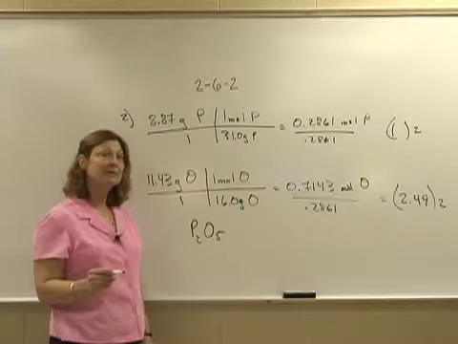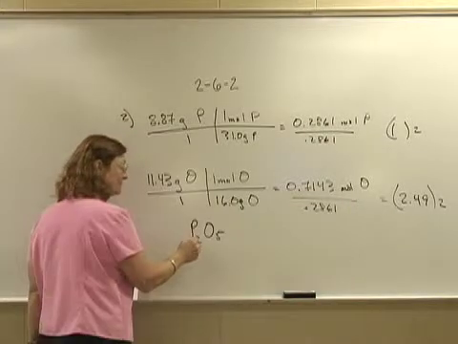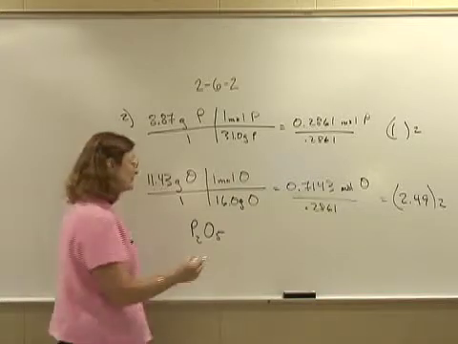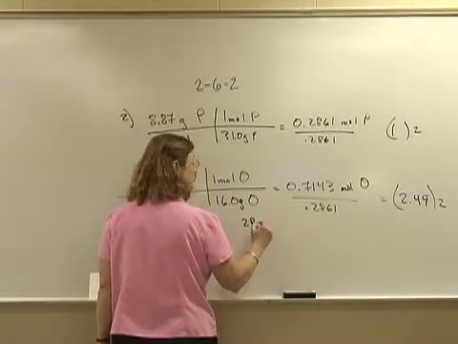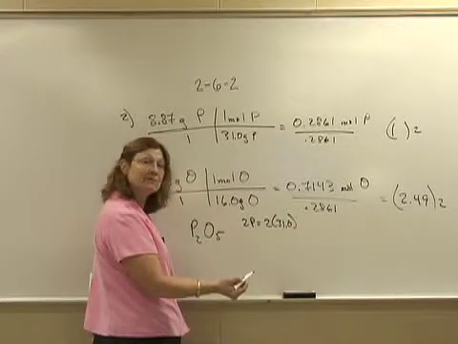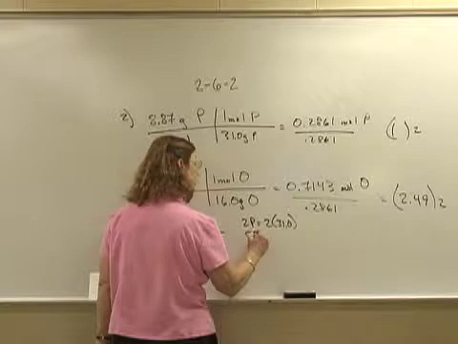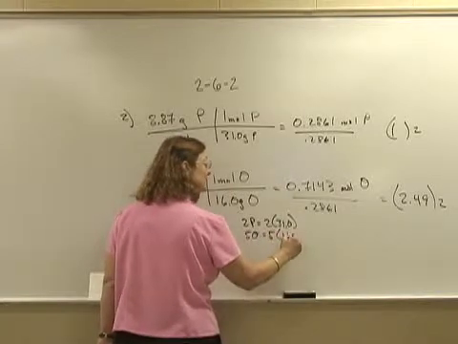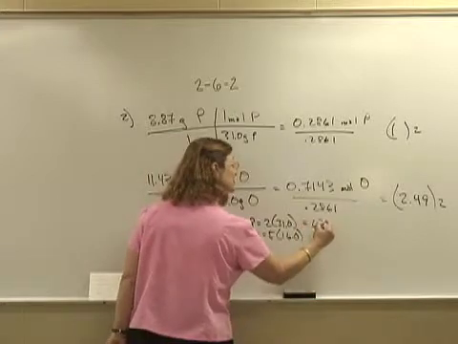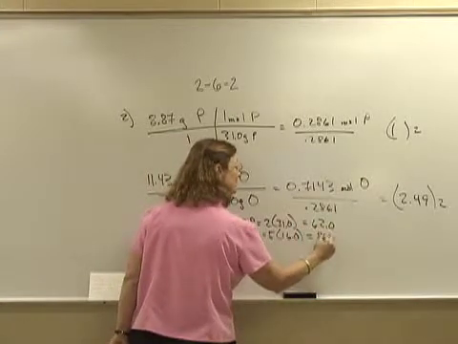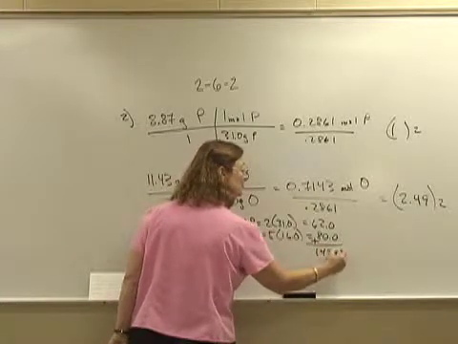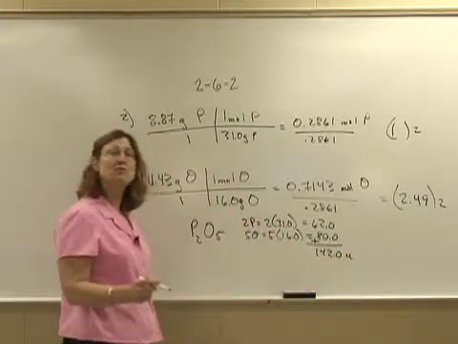Now, in order to find the molecular formula, I have to find the mass of this empirical formula. I need the empirical mass. There are 2 phosphorus, and each phosphorus has a mass of 31.0. And there are 5 oxygens, and each one has a mass of 16.0. Therefore, I have 62 and 80, which gives me a mass of 142 for my empirical mass.